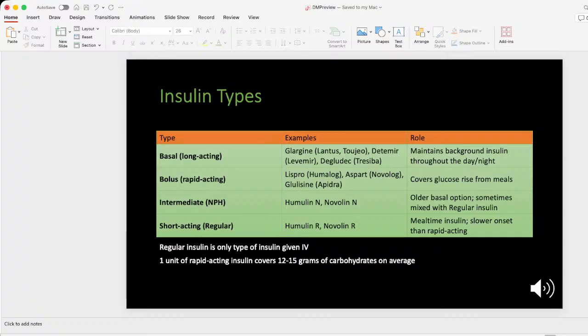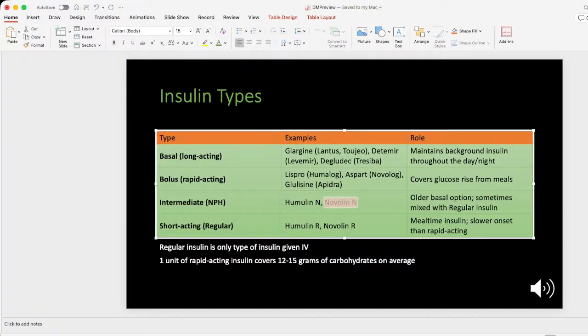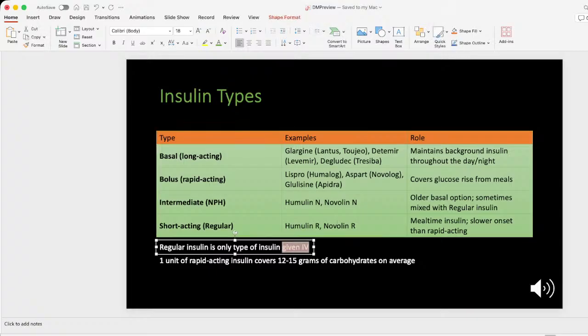Just wanted to let you know that you might see this N. Just understand N is intermediate. Regular is short-acting. Regular insulin is typically what patients would get when they are in hospital, and it's typically what's given as IV. So something like Humulin R or Novolin R is given.